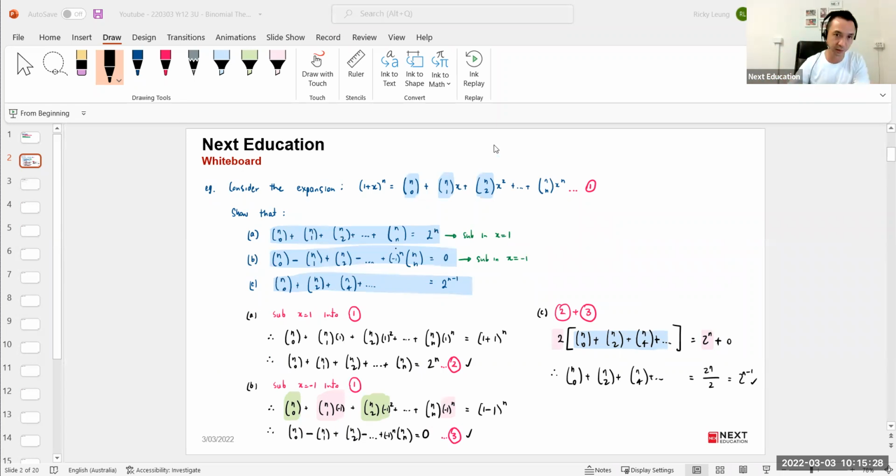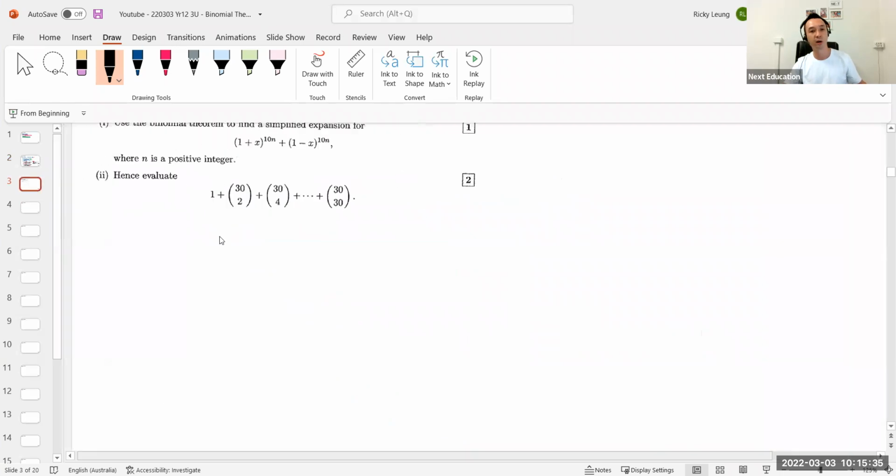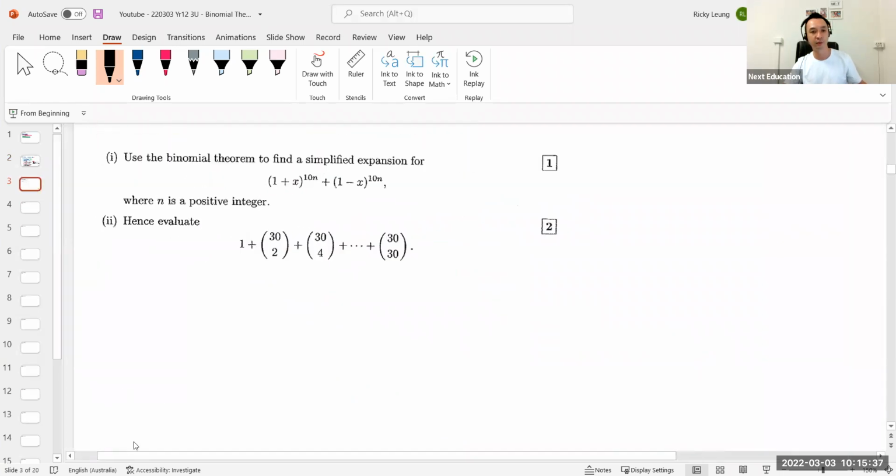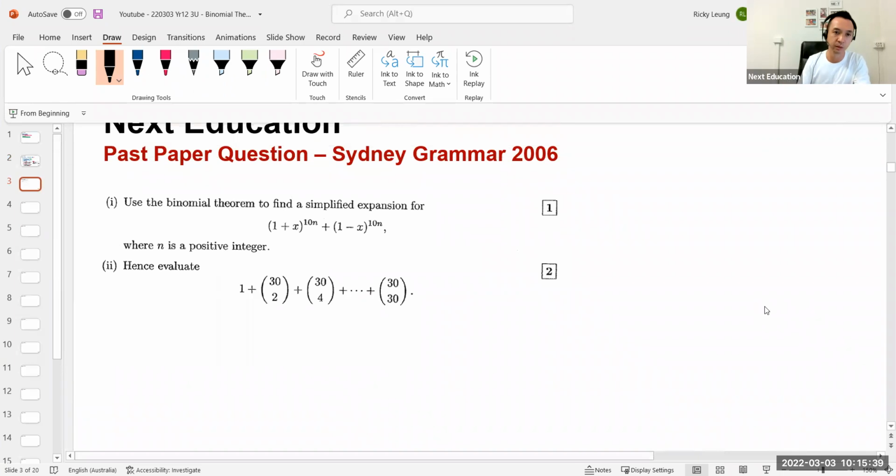Let's do another one. All right, let's do one more question from Sydney Grammar back in 2006, where 3 marks, 3 in a paper, very classic. Use binomial theorem to find a simplified expression for that. So I need to basically simplify that with the expansion. Now, interestingly, x is positive there, negative there, right? Once again, ring that bell, right? Because look at the alternate, look at the skipping here, right? And hence evaluate this.